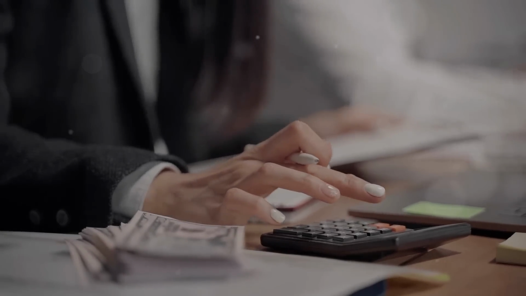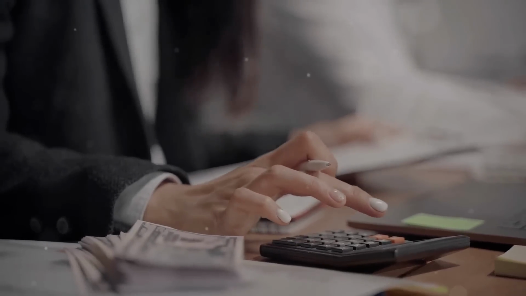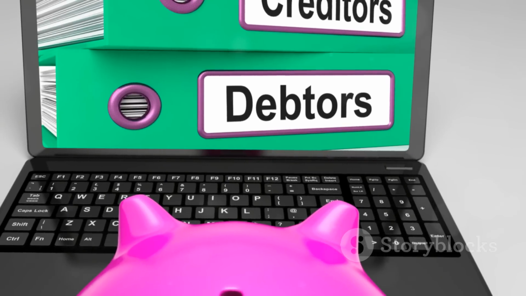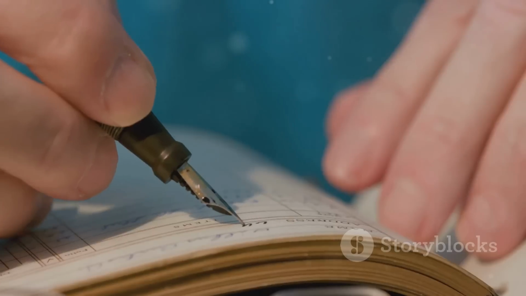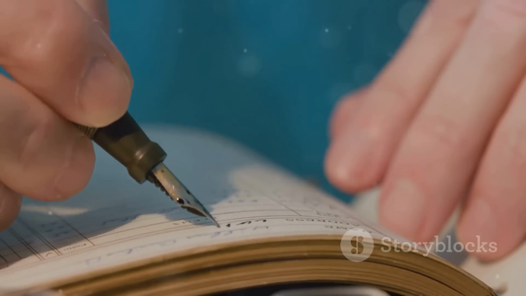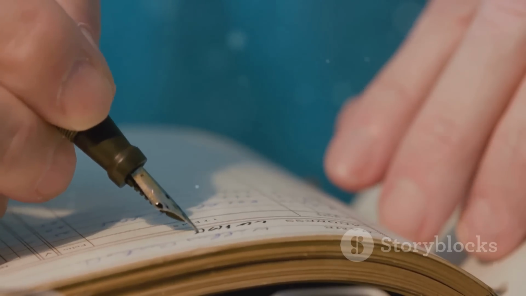Section 2, debits and credits. Don't let the names confuse you. In double entry bookkeeping, we use two terms, debits and credits. These terms often confuse beginners, but they're simply two sides of the same coin. Think of debit as the left side and credit as the right side of a transaction. When you make a transaction, you'll record it on both sides to keep things balanced.